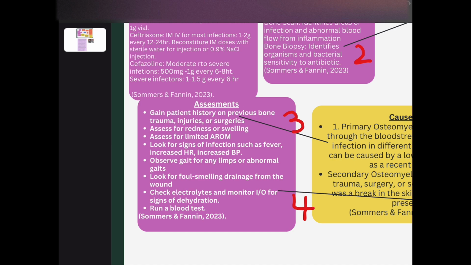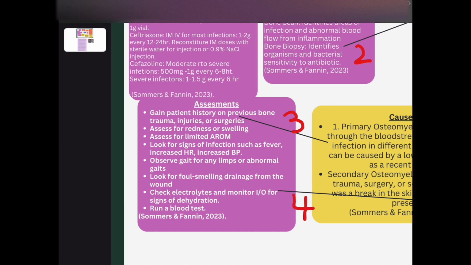They're going to try to compensate, which takes us into observing the gait for any limps or abnormal gaits. As we know, when you do a musculoskeletal assessment, the gait should be smooth and coordinated. There should be no limping happening unless there are other issues going on. So that is going to be a big cause of concern if a patient is not usually like that.